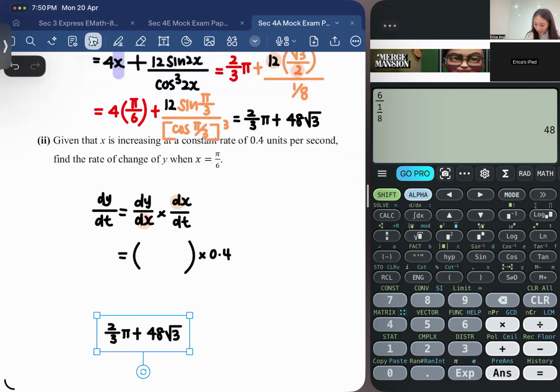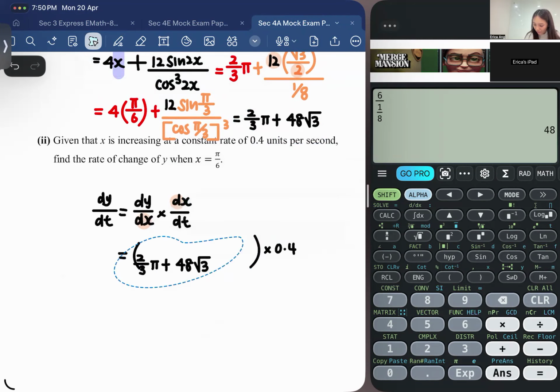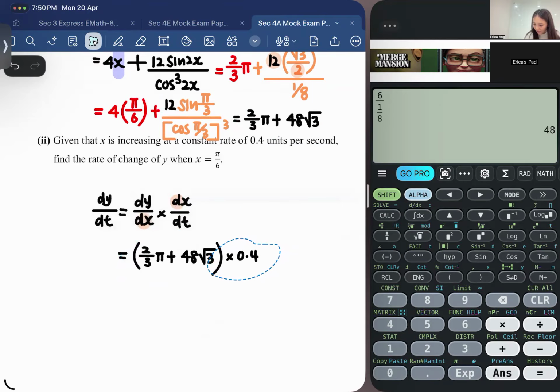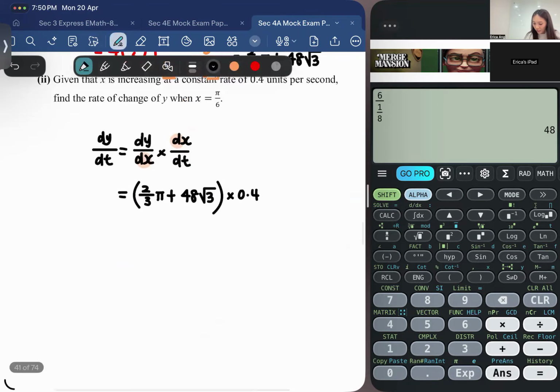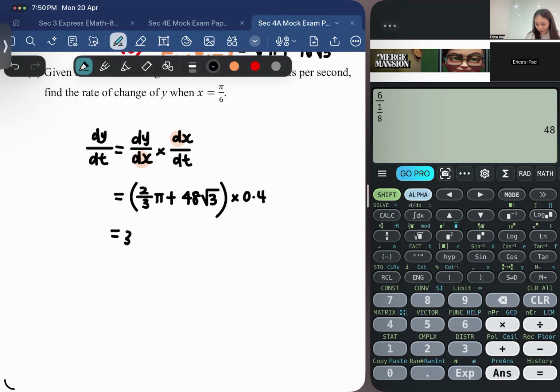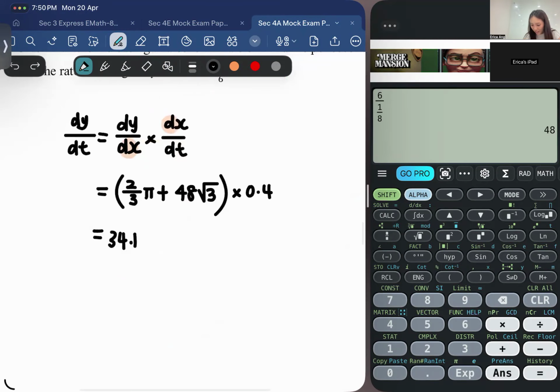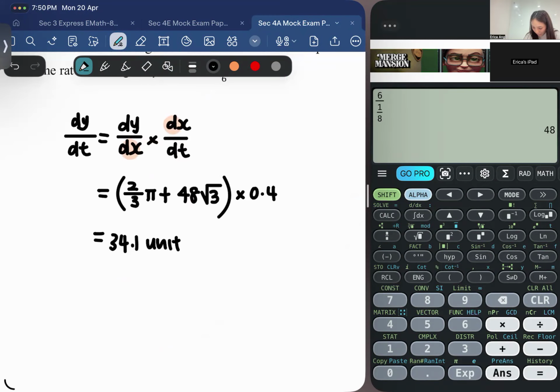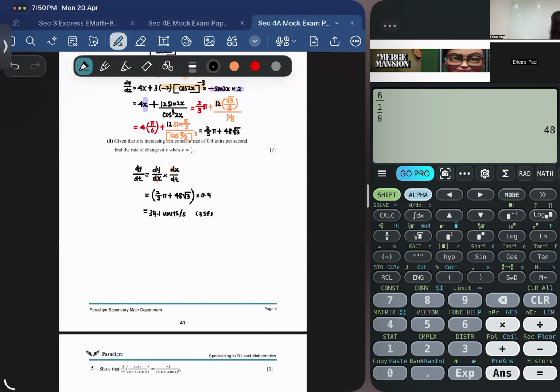He will only take the 48 something and times only. Did I say Rain? Rain only to watch. What's your answer, guys? 34.1, right? Yeah. Units per second, okay? And then bracket 3SF. So your teachers may want you to write your concluding statement. Y is increasing.